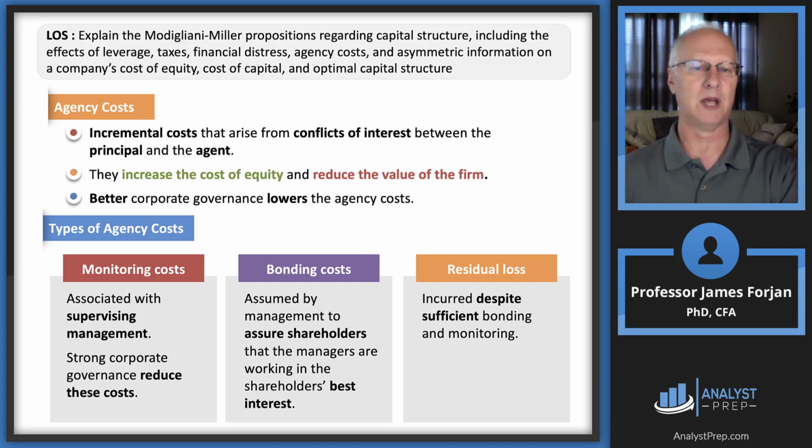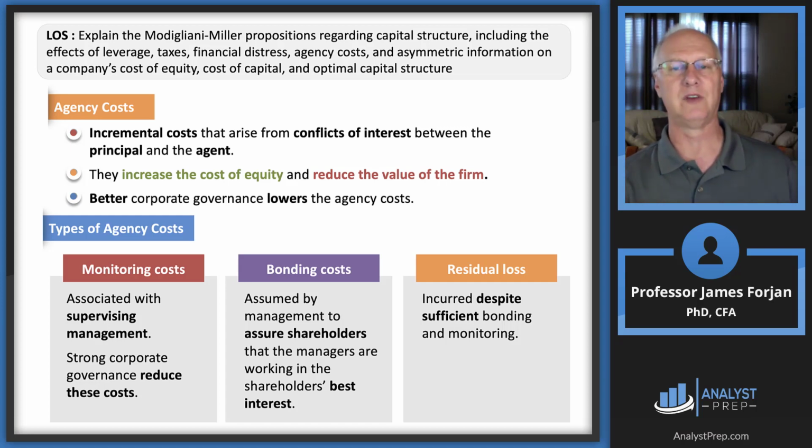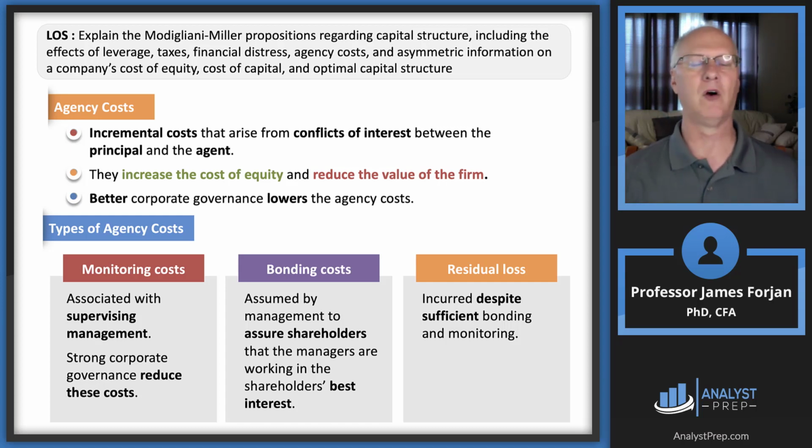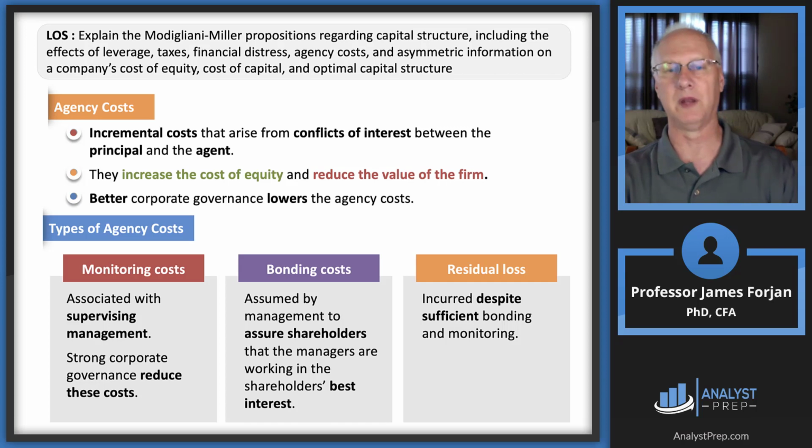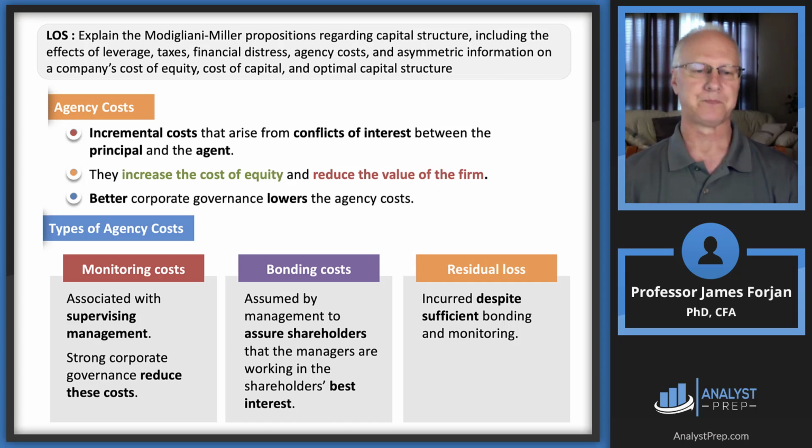So here we go. Types of agency costs. So we have monitoring costs associated with supervising management, right? So what do we monitor? Board of directors, of course. Look at that third circle point. Let me repeat this. Better corporate governance lowers the agency cost. Boy, don't we have a whole reading on corporate governance? Those are fascinating discussions on the board and the board's responsibility for things like compensation and replacement and all that kind of good stuff. So look at the bottom left. Strong corporate governance reduces these costs. Of course, we know that.